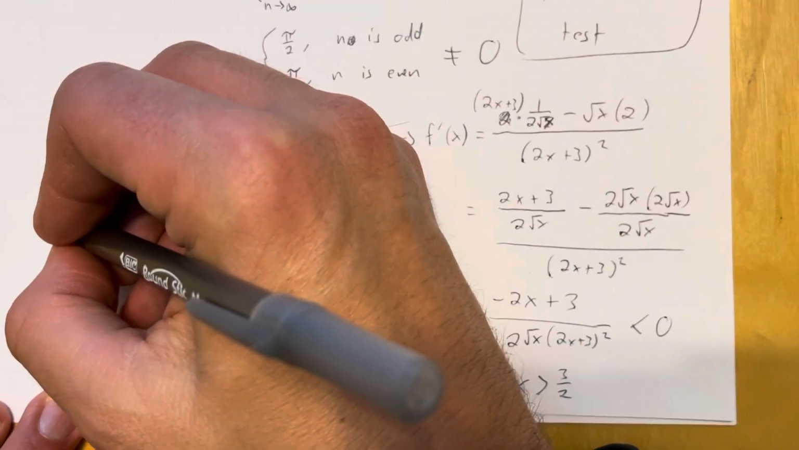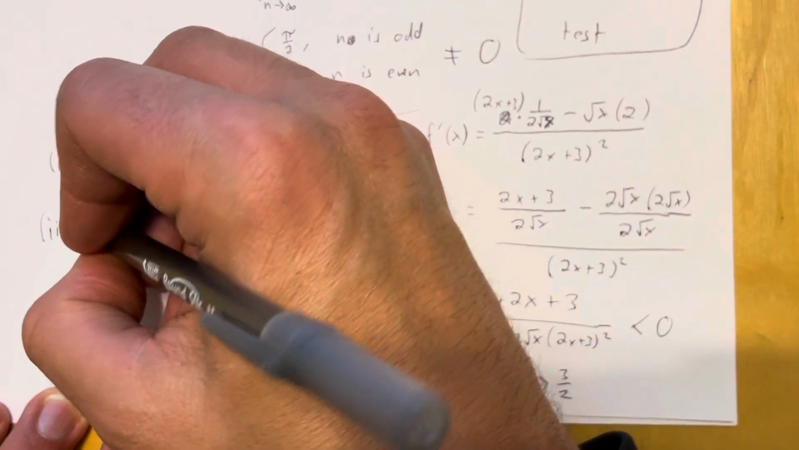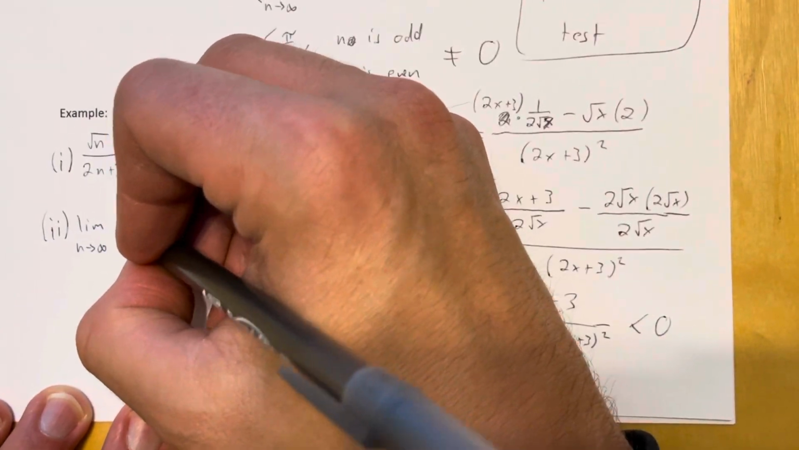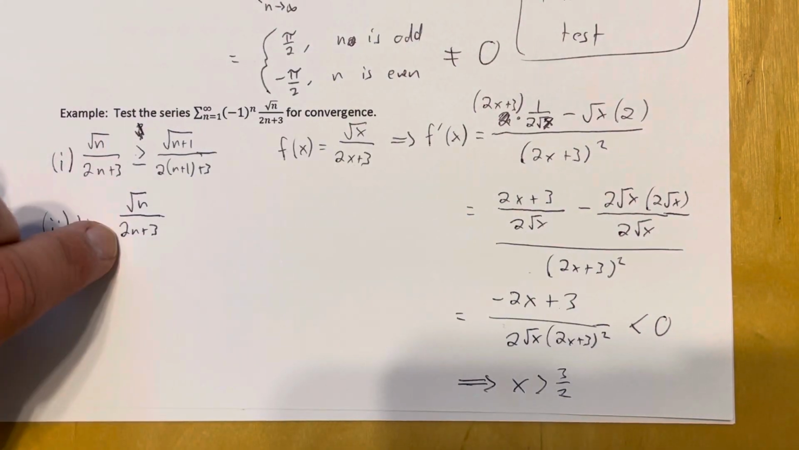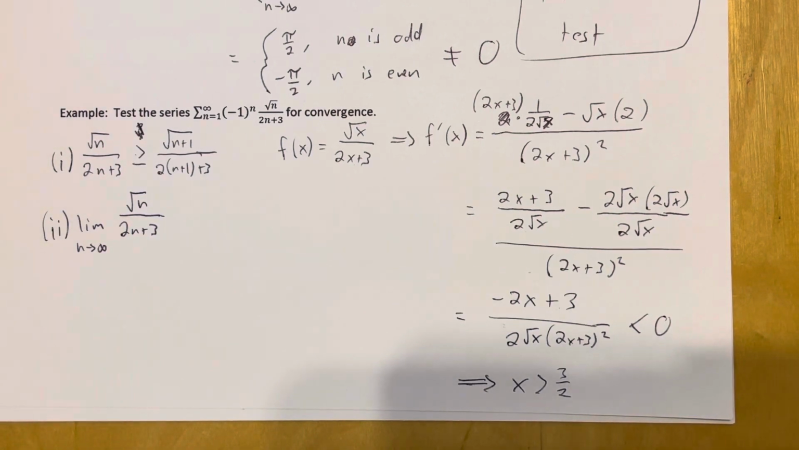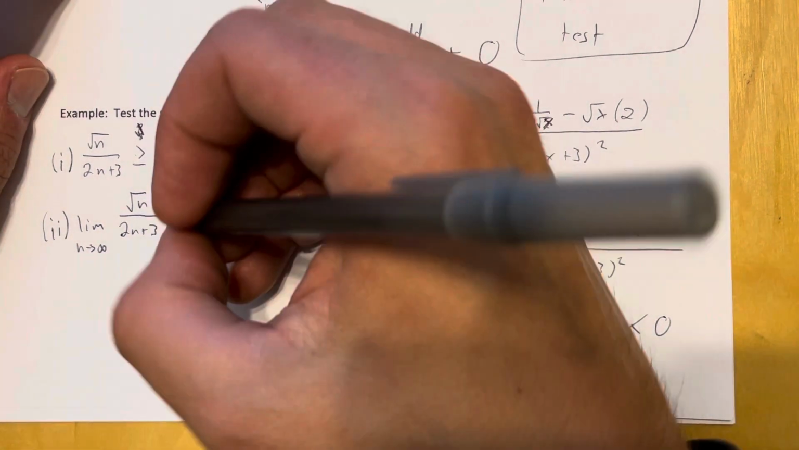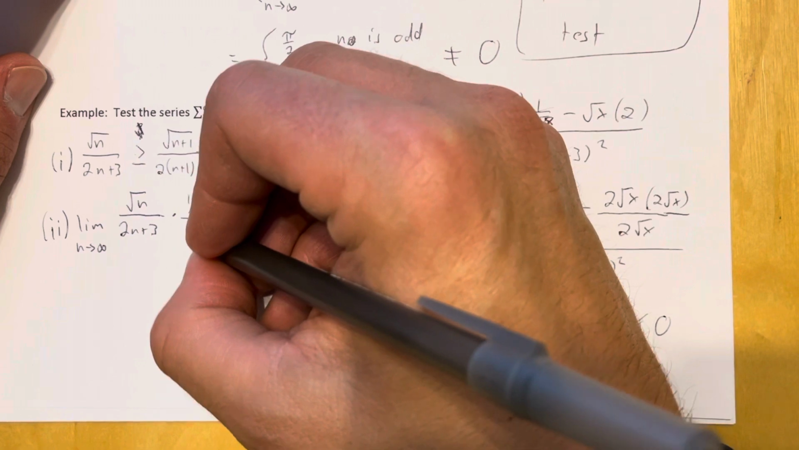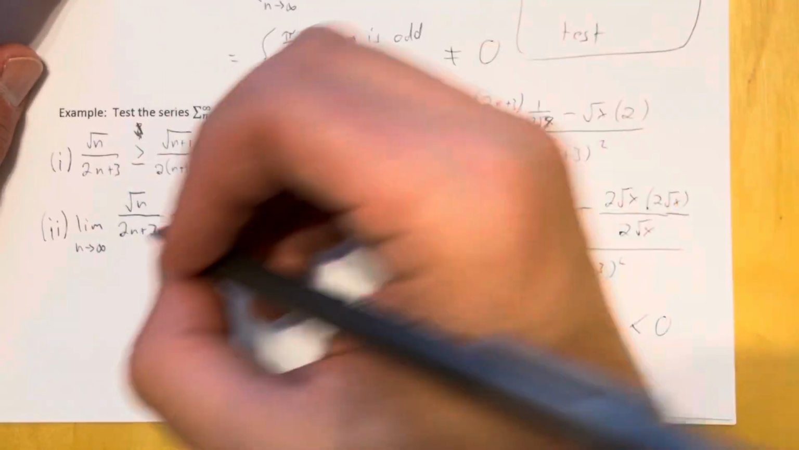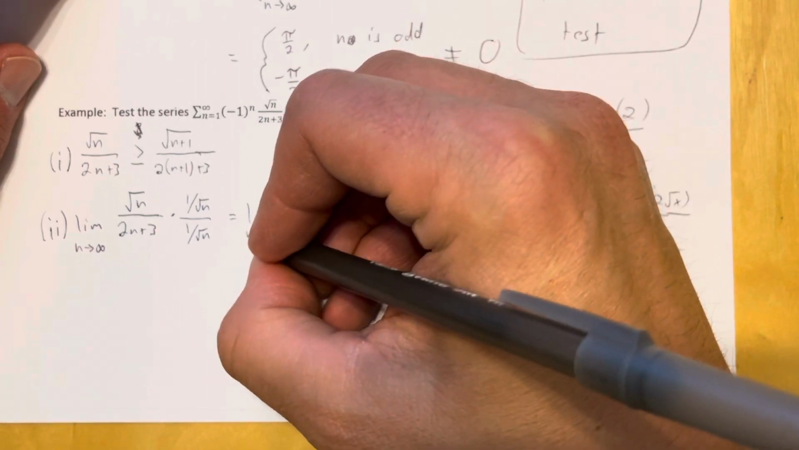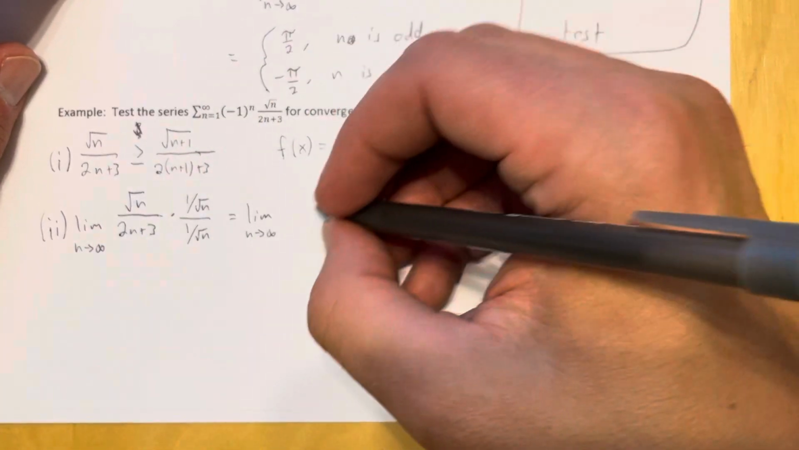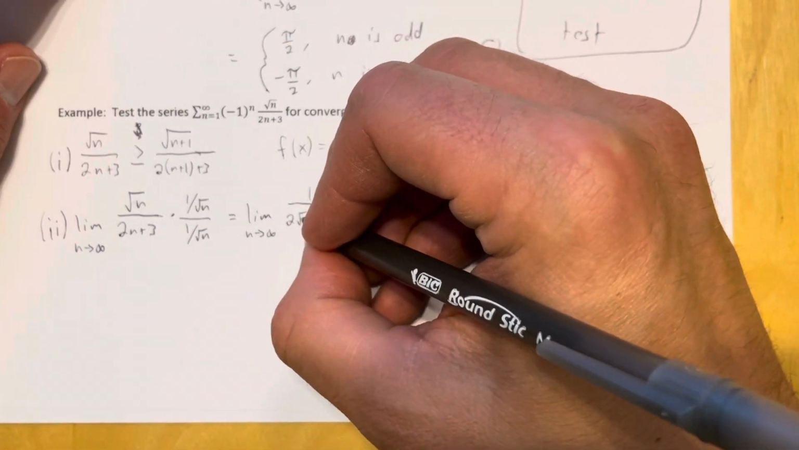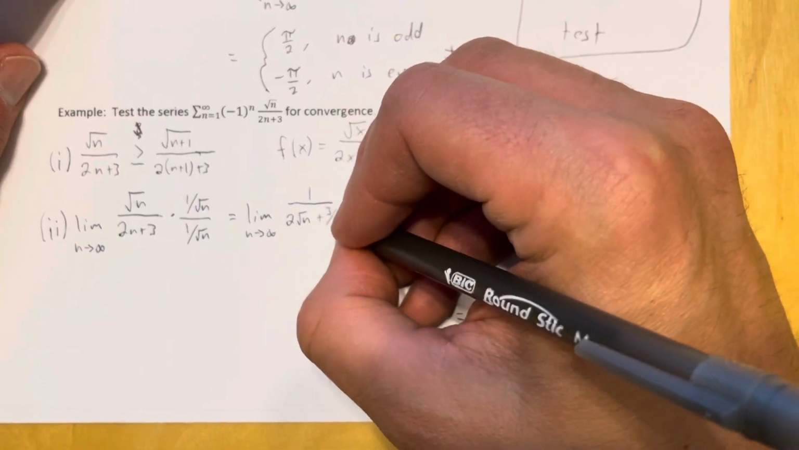What about the sequence of terms themselves? What can I say about the limit as n goes to infinity of the square root of n over 2n plus 3? This is an indeterminate form. It's an infinity over infinity type, so I could use L'Hopital's rule, or alternatively, I could multiply by something that simplifies this, like maybe 1 over root n over 1 over root n. This would be equal to the limit as n goes to infinity. These are going to cancel and just give me a 1 there. 2n over root n would be the same thing as 2 root n after simplifying, plus 3 over root n.